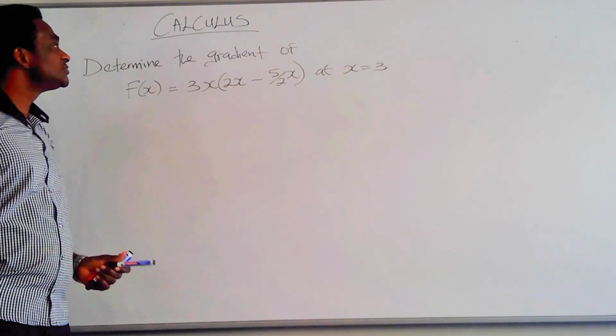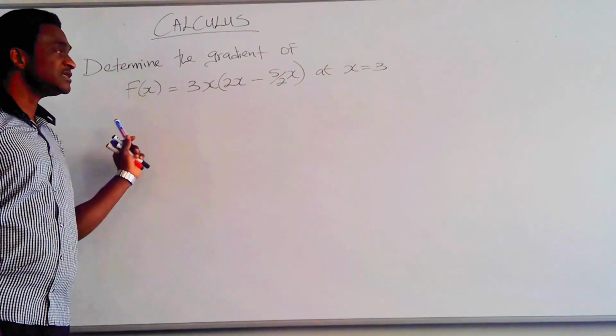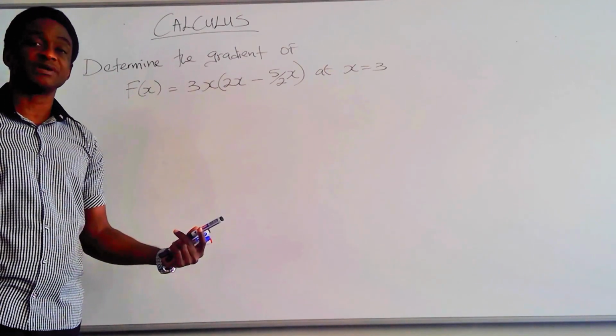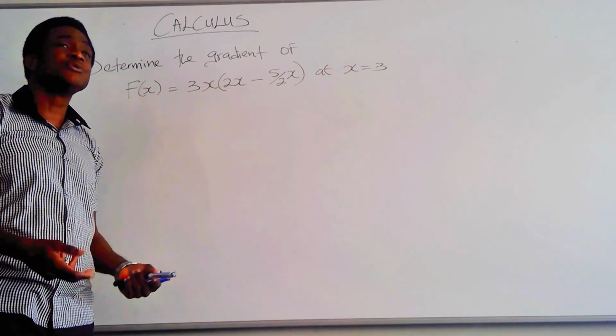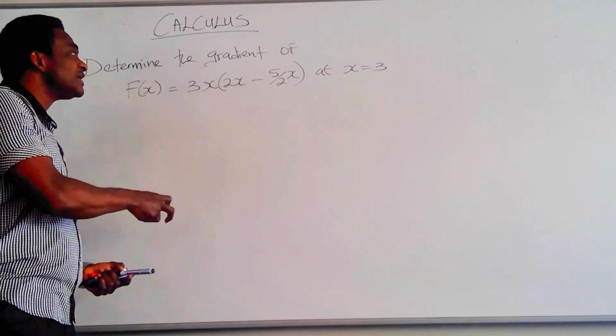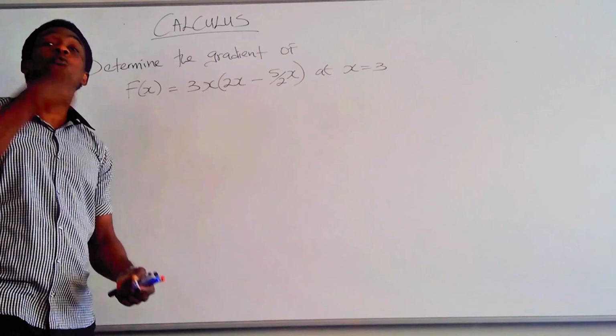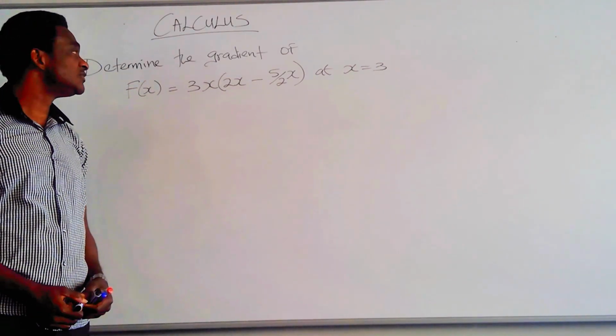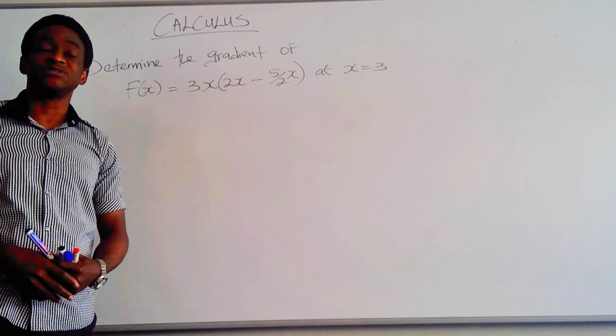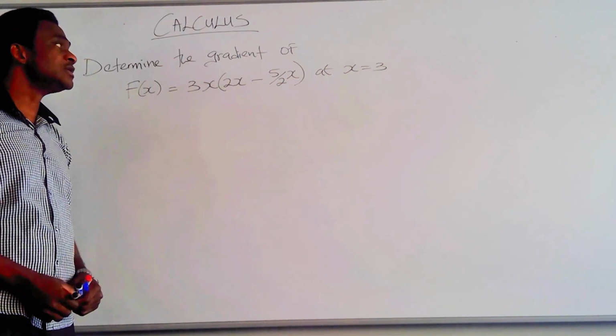Here they are asking us to determine the gradient of this function at x equals 3. The interpretation of this, determine the gradient, is that they are asking you to determine the first derivative of this function when x is equal to 3. So the normal approach for differentiation is what we are going to go through.